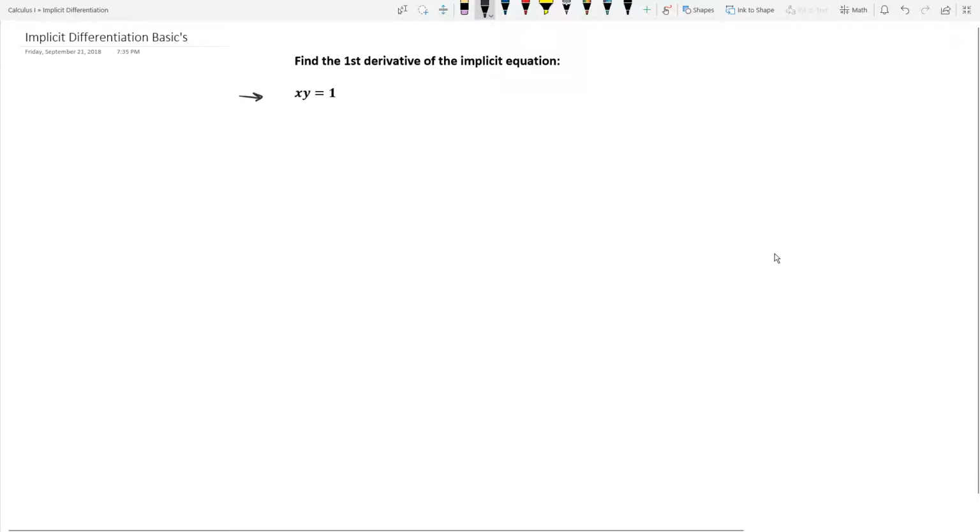Oftentimes we may see that it is something like this, which is implicit in that we have two variables and we are not easily able to isolate this for one or the other, especially for y. So if we're trying to find a value x on the x-axis and then determine its height y in relation to y, we wouldn't be able to do that as easy. So we're going to use rules for implicit differentiation in order to solve this.